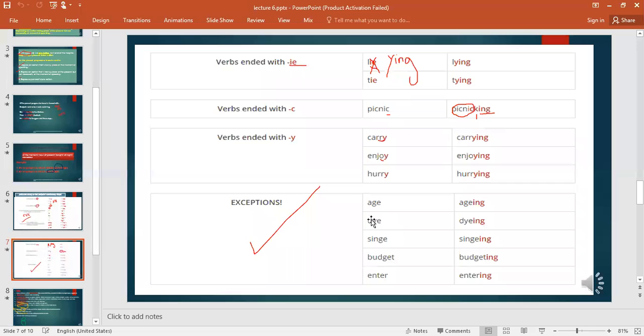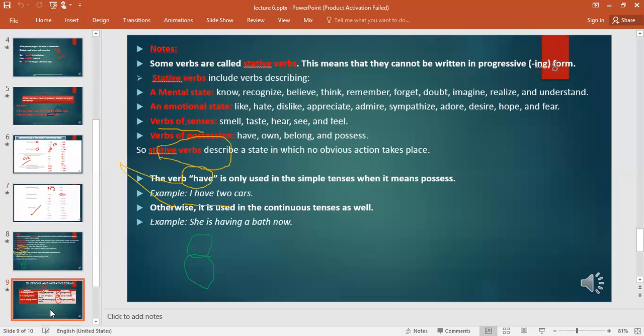This die means not dying, it means to pass away. Okay, it means die to add colors, to do something colorful. So it doesn't have the same meaning as dying. Is everything clear till now?